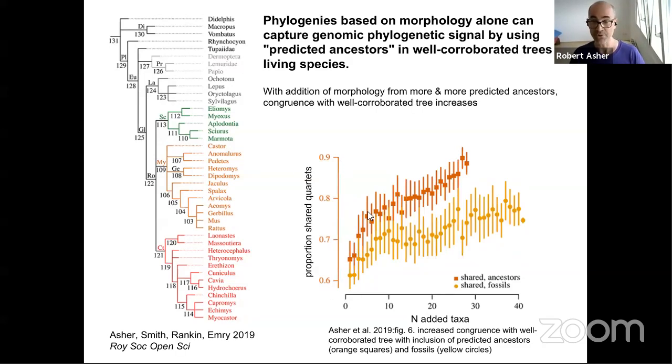And as you see, as you add more and more predicted ancestors using only morphological data, the similarity using just the morphology gets closer and closer and closer to this well-corroborated tree, which has no morphological data in it, right? Now, I will also draw your attention to these yellow circles, which represent real fossils. We have plenty of those in our data set, and it's not quite as steep a slope. Nonetheless, you see a similar kind of result, namely that as you add more and more combinations of fossils in various sets, you get increasing similarity to the well-corroborated tree.